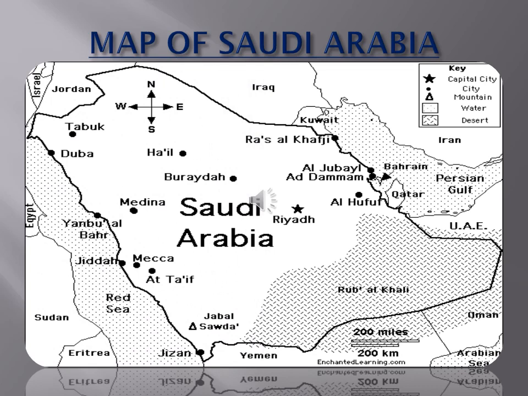This is the picture or the map of Saudi Arabia. In this picture, you can see on the left side, upper part, four arrows. The arrows denote the directions in the map. You all know there are four directions: north, south, west, and east. In all the maps, you can see these four arrows.